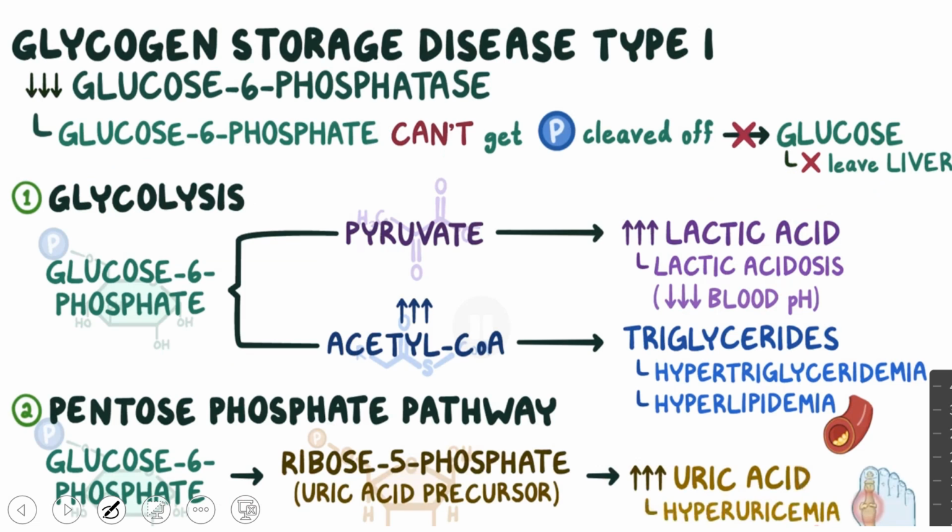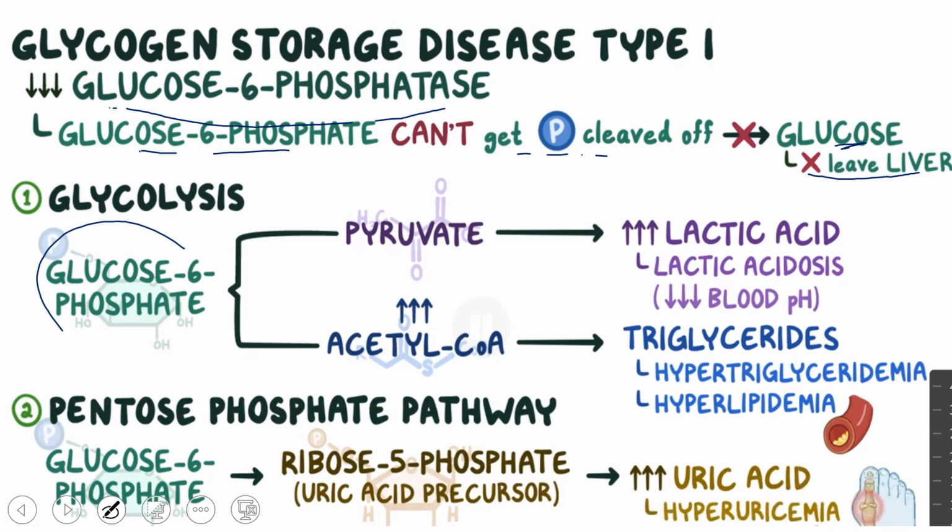In case of glycogen storage disease type 1, because we have glucose 6 phosphatase deficiency, we are not able to convert glucose 6 phosphate to glucose. So the phosphate is not going to be removed, so glucose conversion will not happen. And if glucose conversion is not there, it is not going to leave the liver also. So what is going to happen?